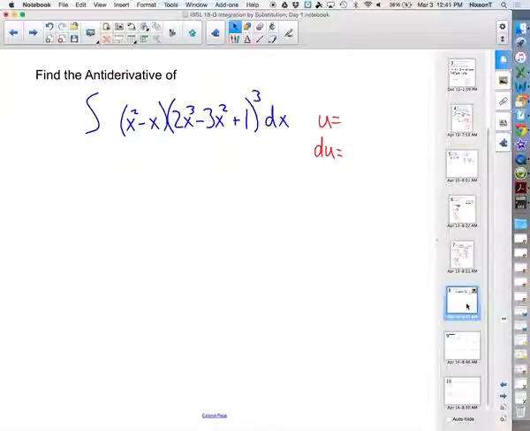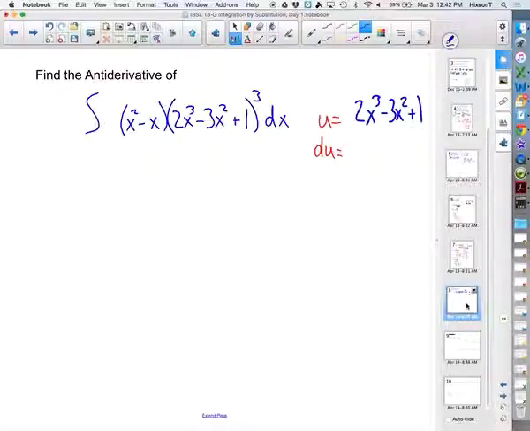Here's another one similar. Again, if you've got multiple things here and one of them's raised to a power, that can help you figure out what u is. u is going to be the thing that's raised to the power, most likely: 2x cubed minus 3x squared plus 1. The derivative is 6x squared minus 6x dx.